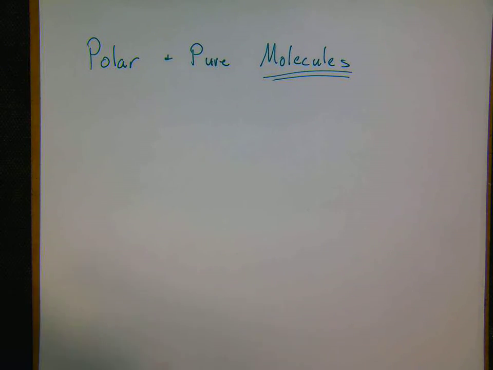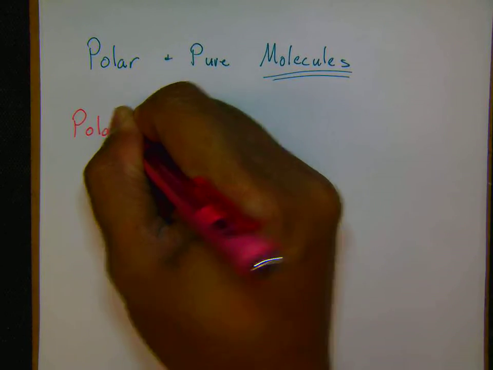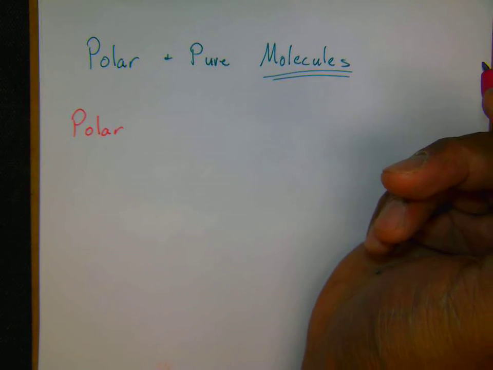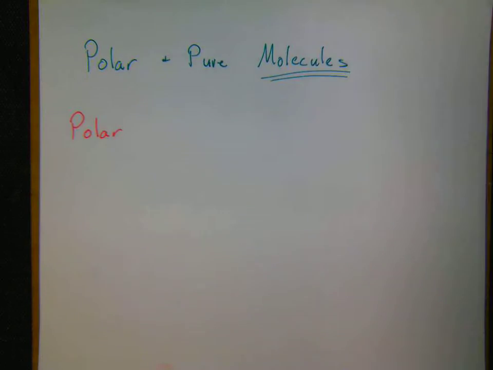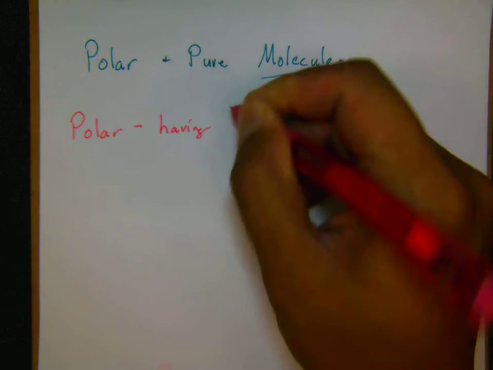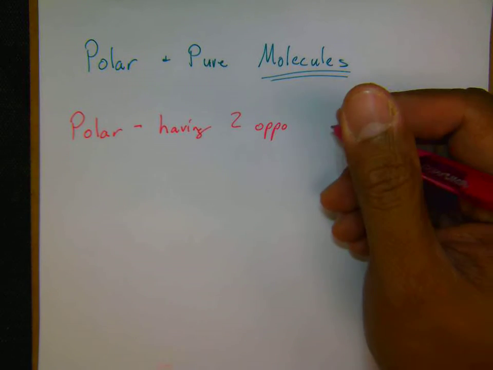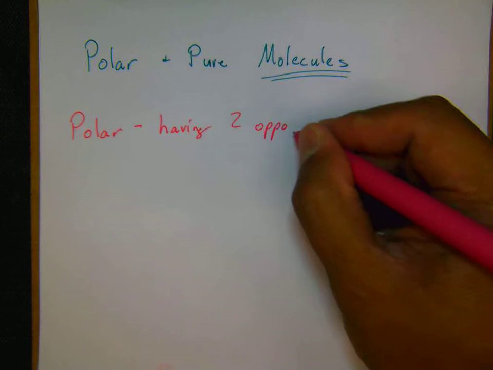All right, so let's define what polar means. You've probably heard of the word polar. Name me something that's polar. Water's polar. Something that has two poles. Earth, yeah. North Pole, South Pole. Okay, so what polar means is having two opposite ends. So when you say water is polar, that means it has two opposite ends.